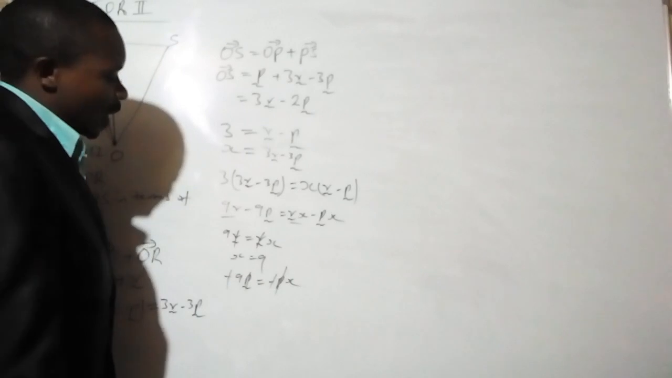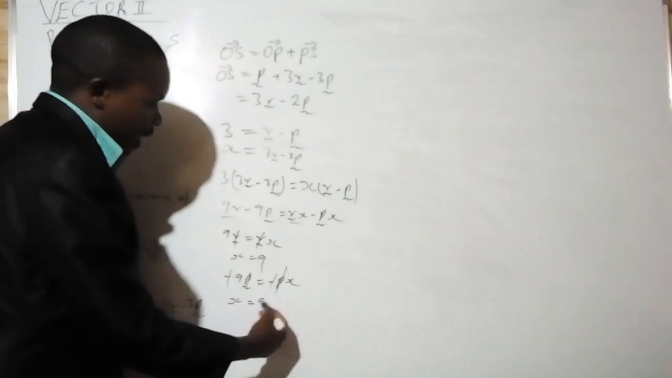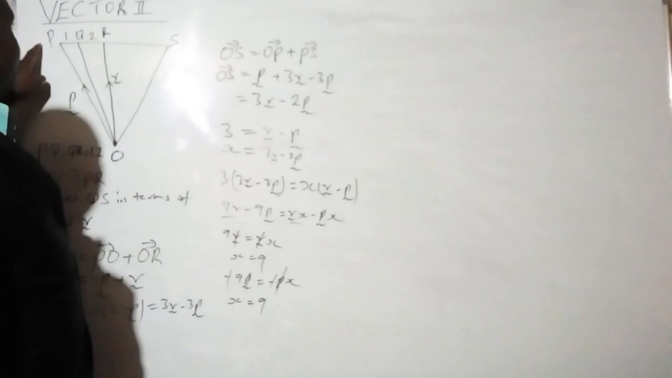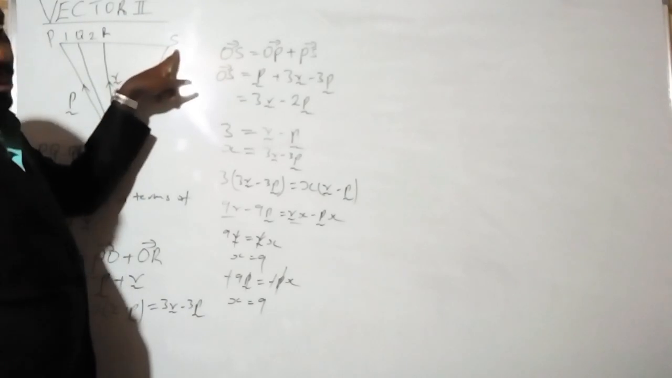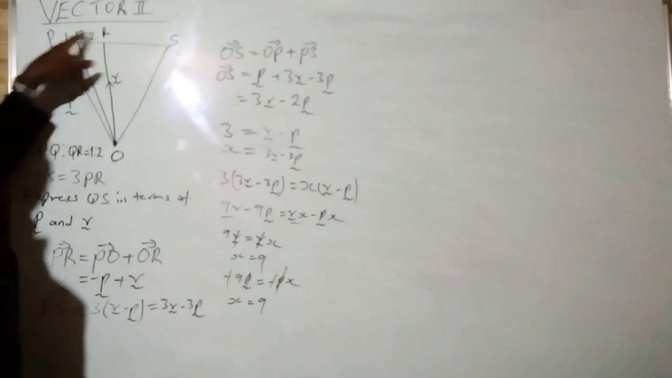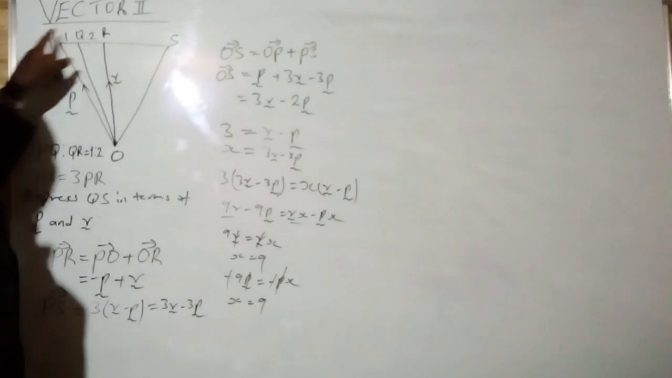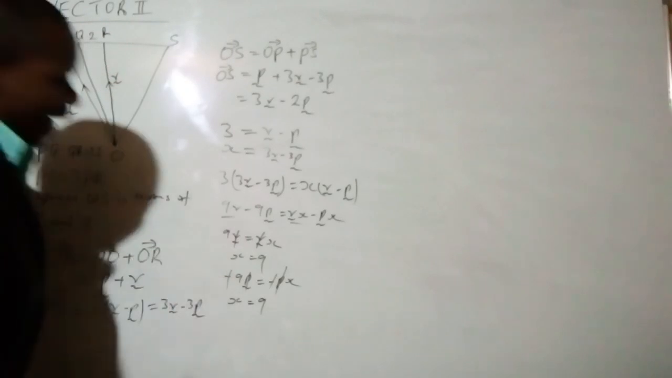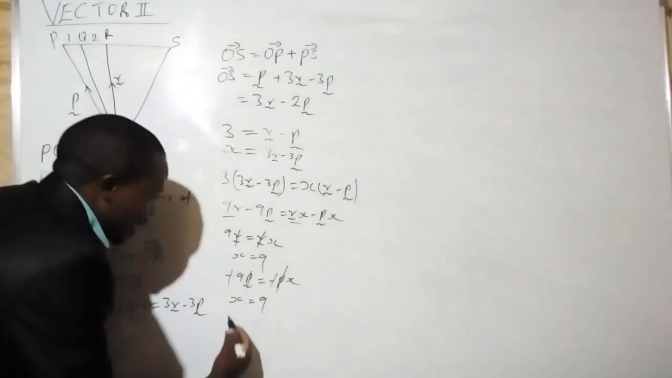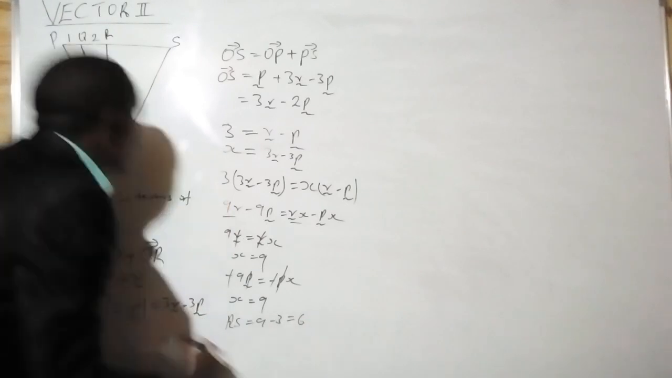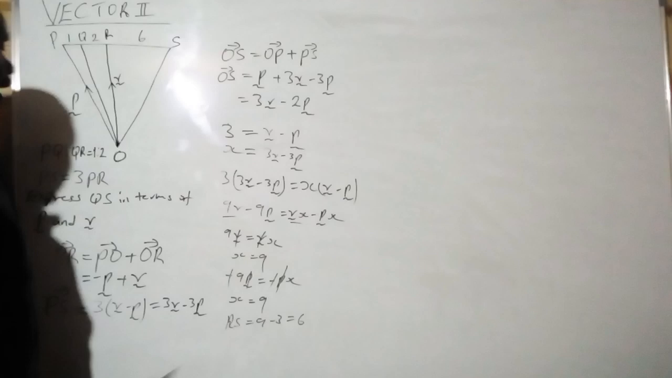X will be 9. What this means is that from P to S is supposed to be 9, but PR is 1 plus 2, which is 3, but the whole of it is 9. You can say that RS is equal to 9 minus 3, which is 6. RS is 6, correct? Yeah, that's how you do it.